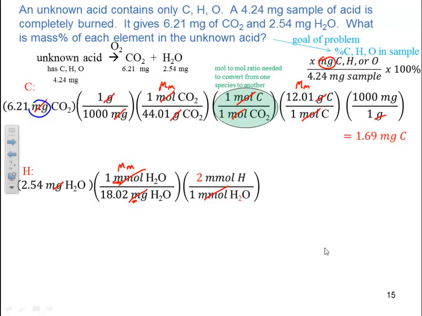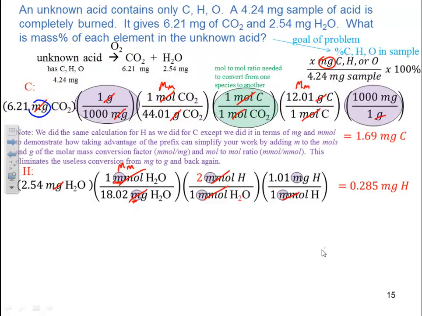Now I want to get back to grams, so I'm going to do molar mass again, except in this case, I'm going to do it in milligrams per millimole. So I get 1.01 milligrams of hydrogen per 1 millimole of hydrogen. So my millimoles cancel again. Now I'm in milligrams, so I'll figure out my milligrams of hydrogen: 0.285 milligrams of hydrogen. And notice the same calculation as carbon and hydrogen, except we kind of avoided that 1,000 situation by doing the millimole aspect of it by thinking about that prefix.